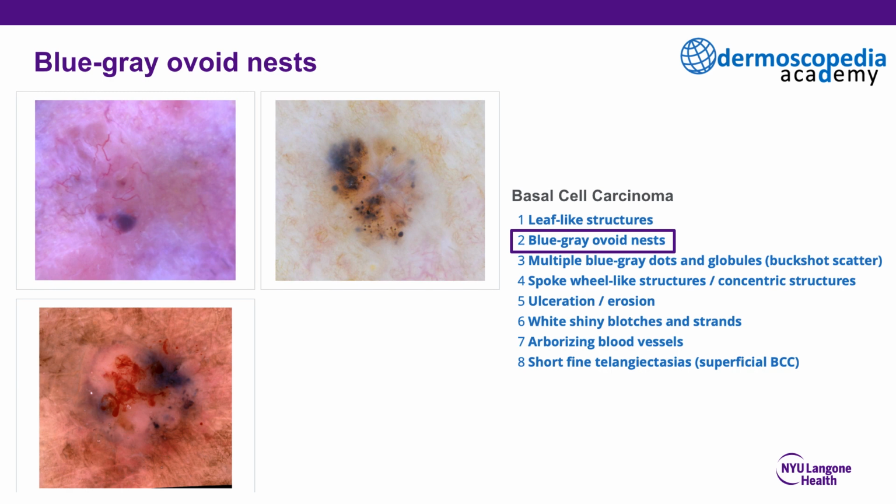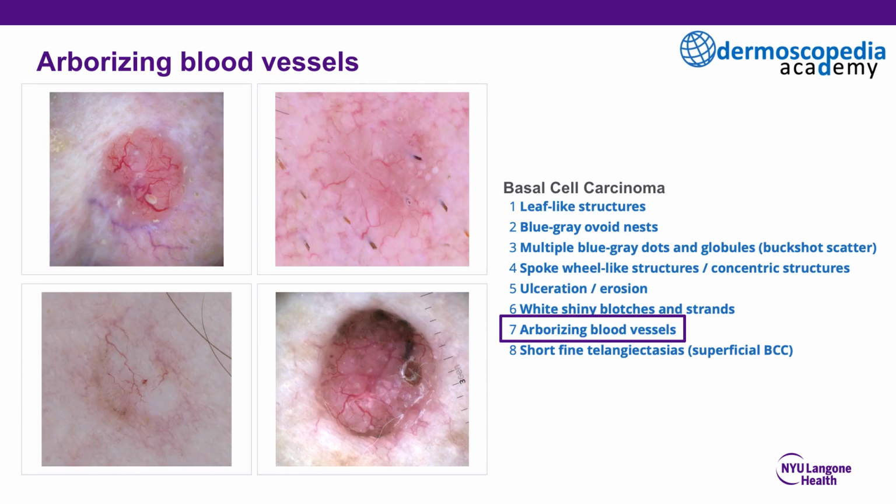Blue-gray ovoid nests are another essential feature to know for BCCs, particularly pigmented ones. You'll see these oval or circular areas of a blue-gray pigment. The classic type of blood vessels seen in BCCs are arborizing blood vessels. You'll see these vessels look almost like the branches of a tree, and they're very sharply in focus.